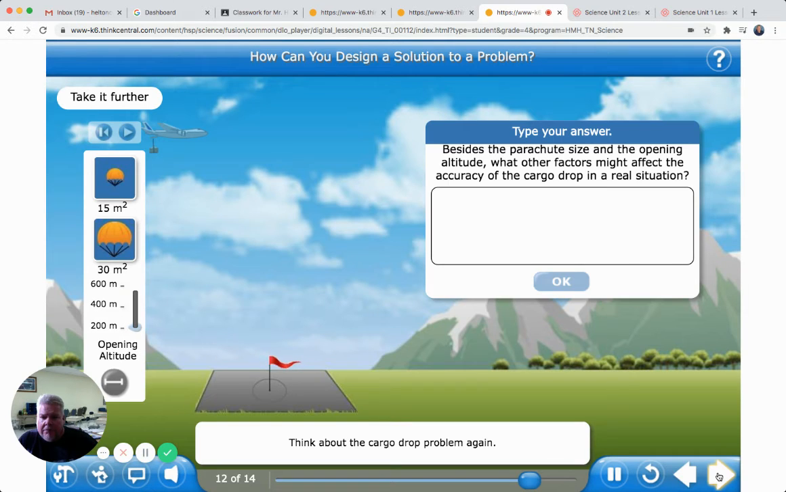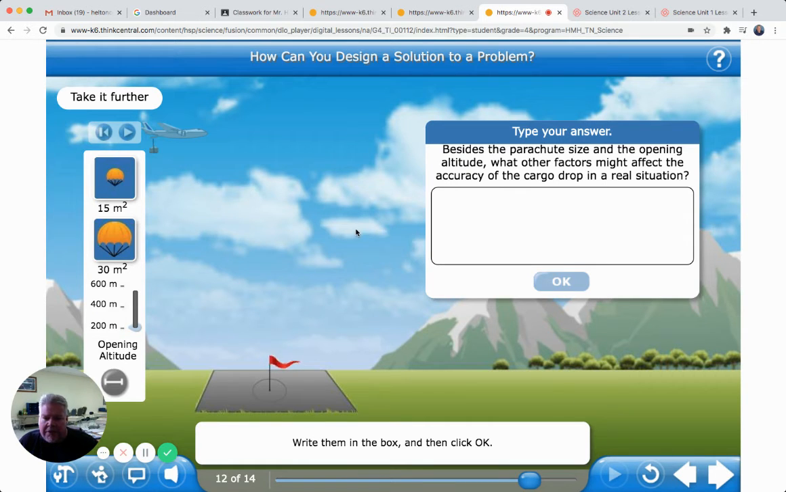Think about the cargo drop problem again. You needed the cargo to land intact and within a certain distance of the target. You investigated altering the size of the parachute and the opening altitude to find a solution. Are there other factors that might affect the cargo drop in a real situation? Can you list some? Write them in the box and then click OK.